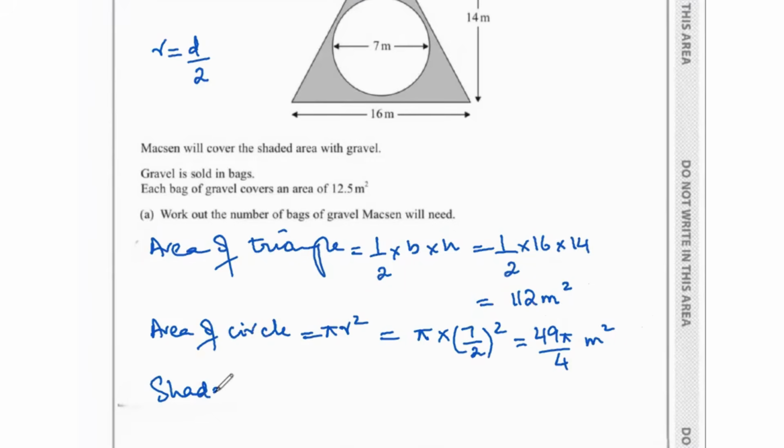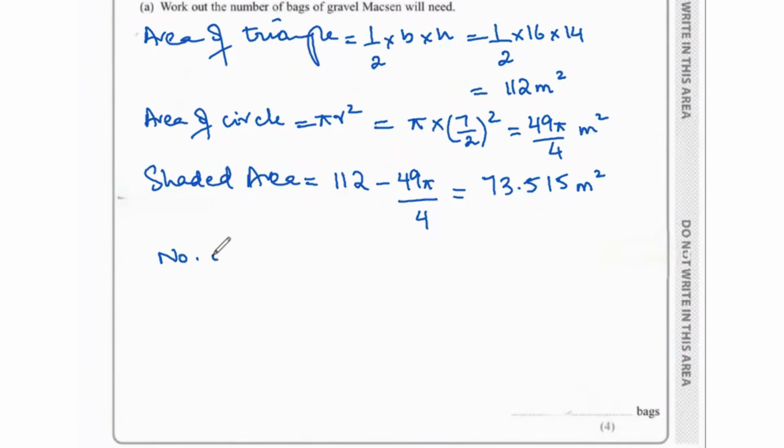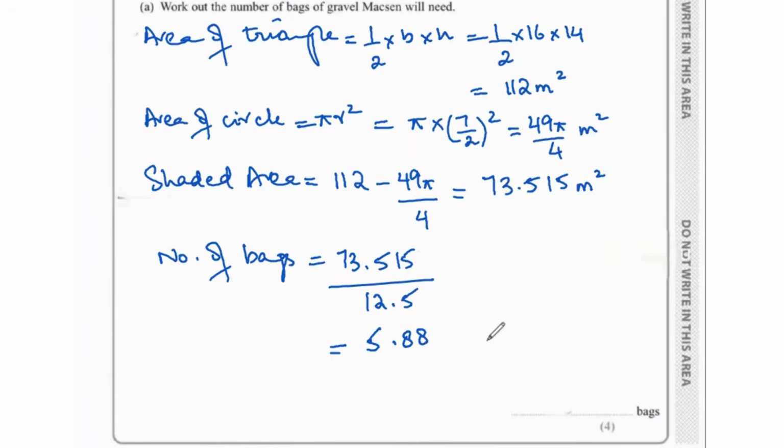Now shaded area, that's going to be 112 minus 49 pi over 4, which equals 73.515 meters square. Now we find the number of bags. So for the number of bags, we divide 73.515 by the area covered by one bag, which is 12.5. That gives us 5.88, which we round to 6. So 6 bags in total will be needed by Max.